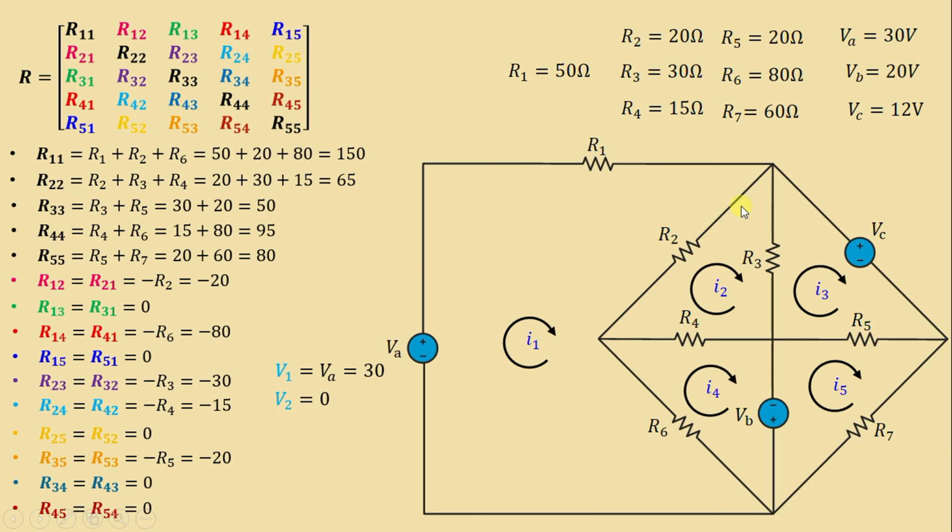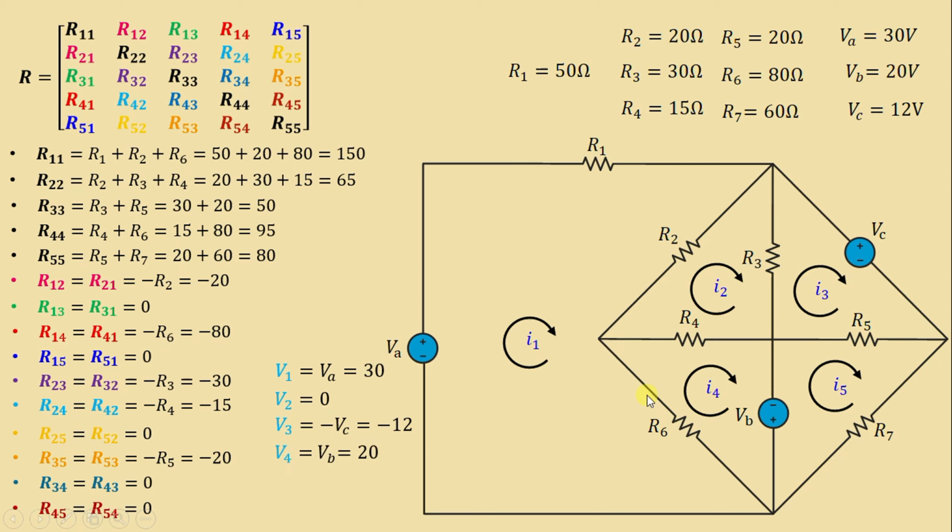In mesh 2, there is no independent voltage source. That means V2 is equal to 0. And in mesh 3, we have only the independent voltage source VC. If we go in the clockwise direction, then we have a voltage drop. That's why V3 is equal to negative VC, which is equal to negative 12.